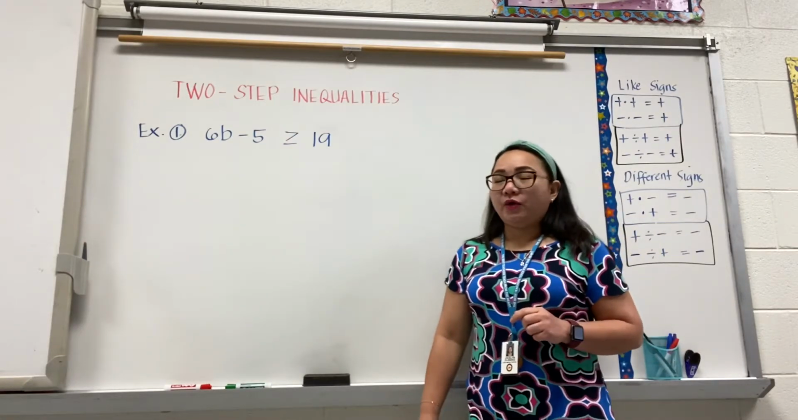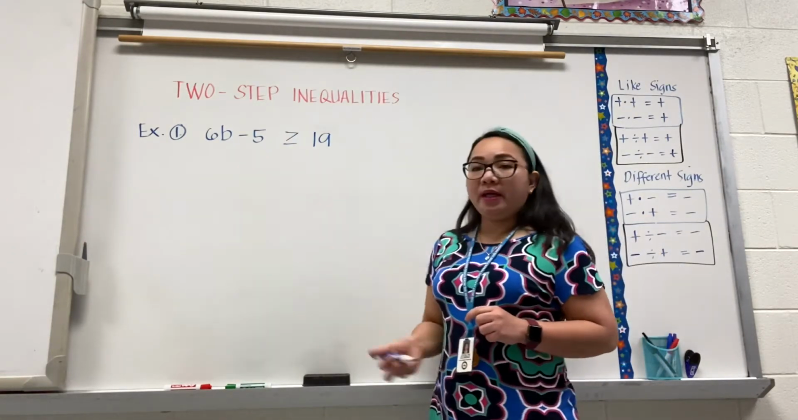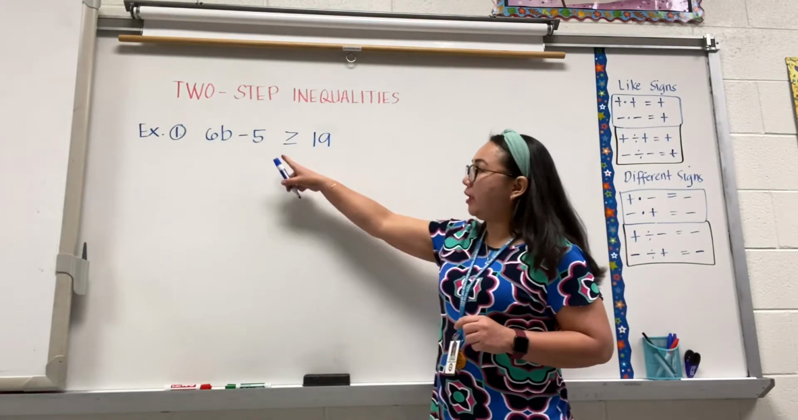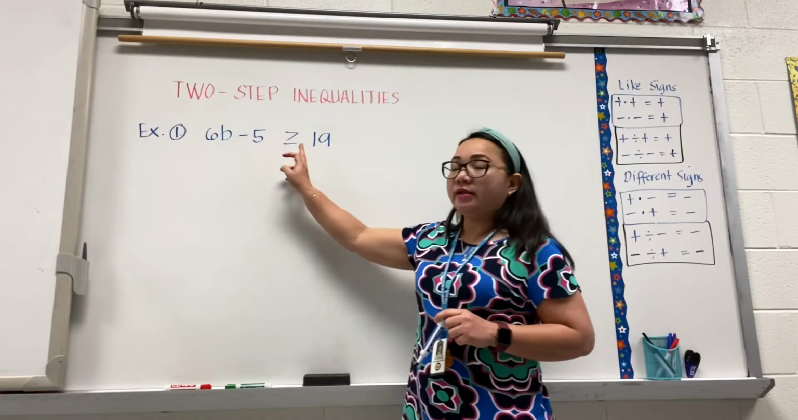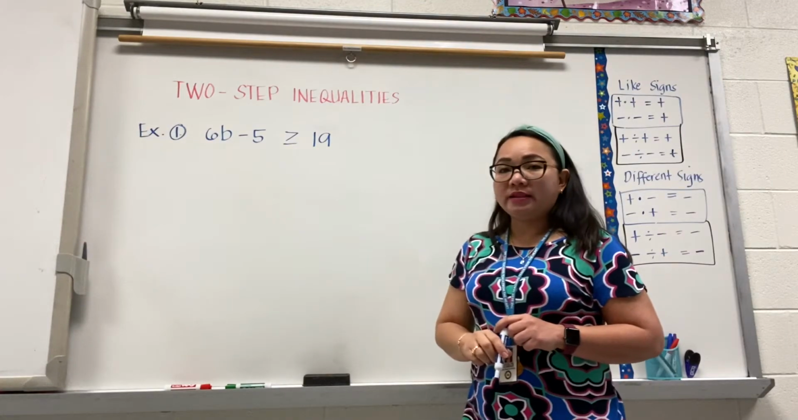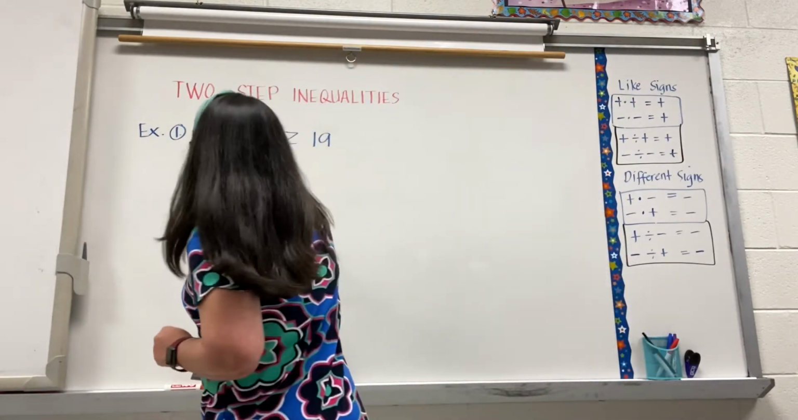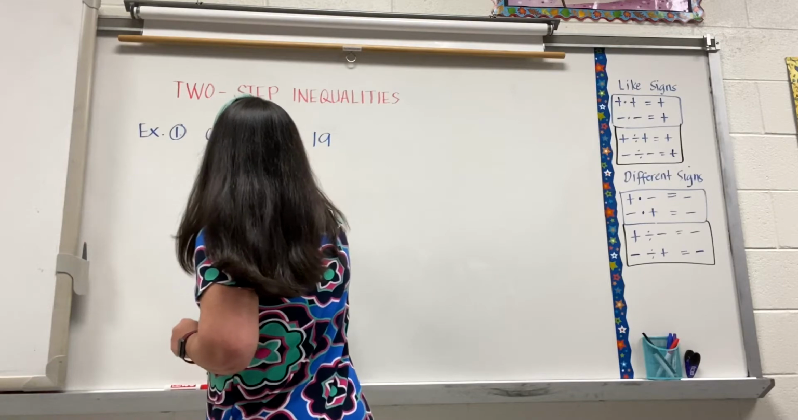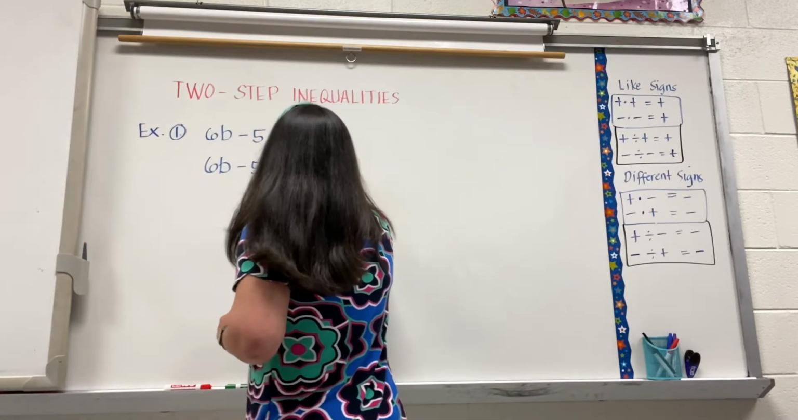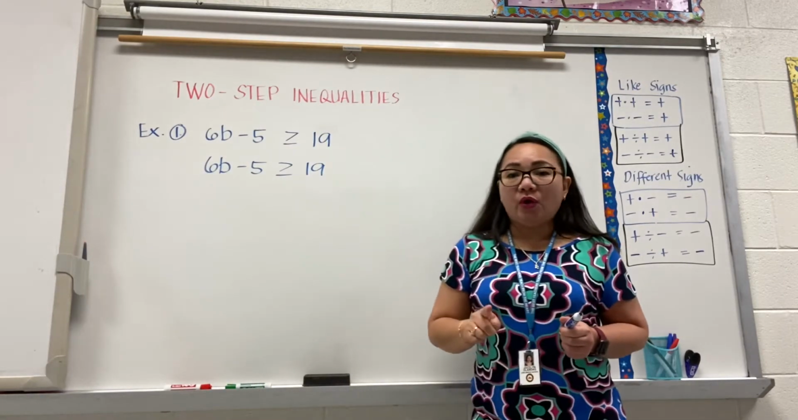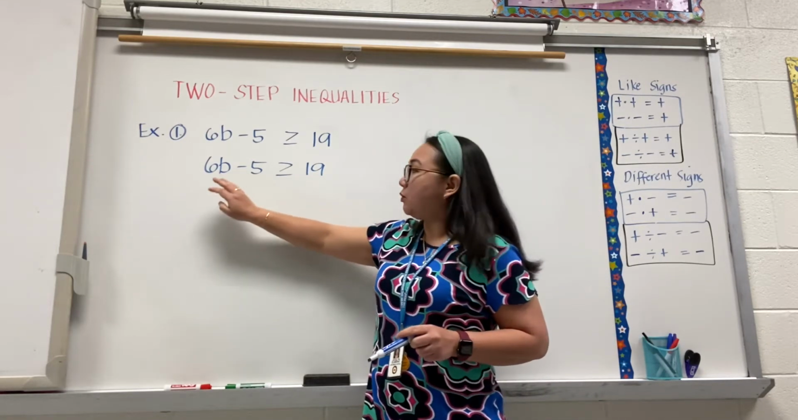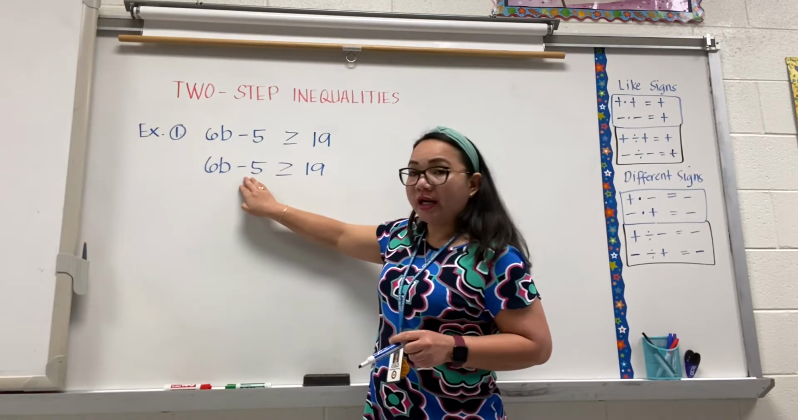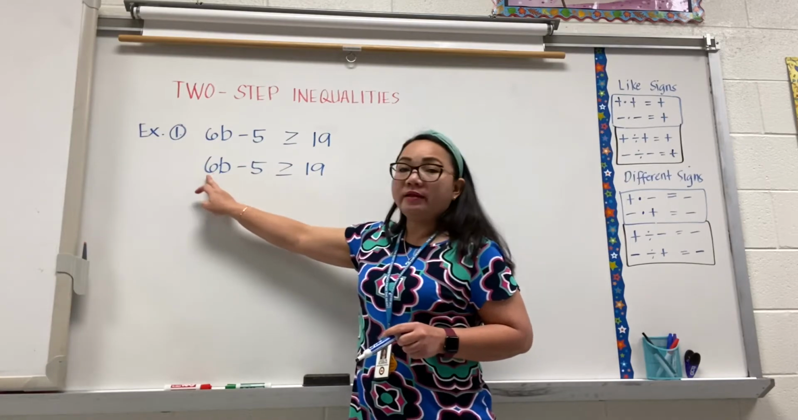In this video, we will learn two-step inequalities. So we have here example number 1, 6b minus 5 is greater than or equal to 19. Okay, so we'll write the inequality again. Take note that our goal is to isolate the variable b. So that means we will eliminate minus 5 or negative 5 and eliminate 6.